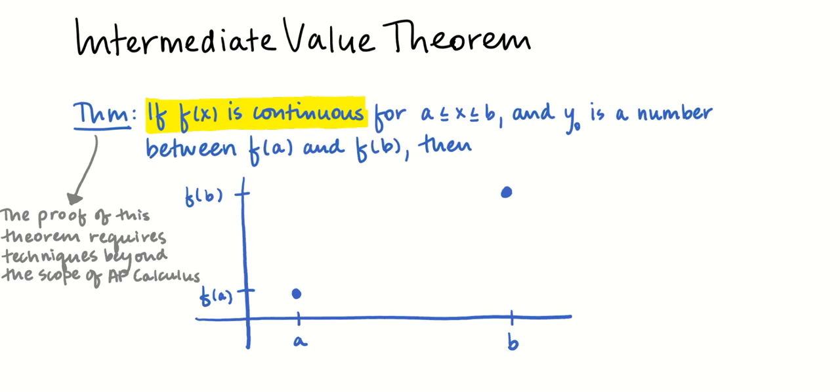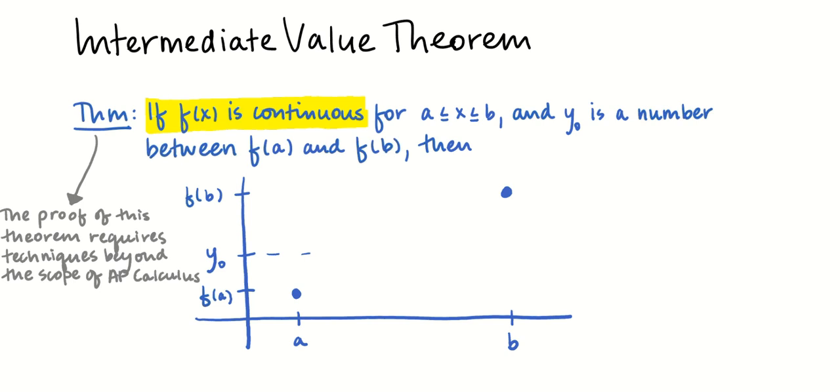Right, so here we've got ourselves a, b, f of a, f of b. With no loss of generality, I'm just going to assume that f of a is less than f of b, but it's not going to change the result at all. You can envision it being the opposite. So say y0 is just some y value in there between f of a and f of b, like we said.